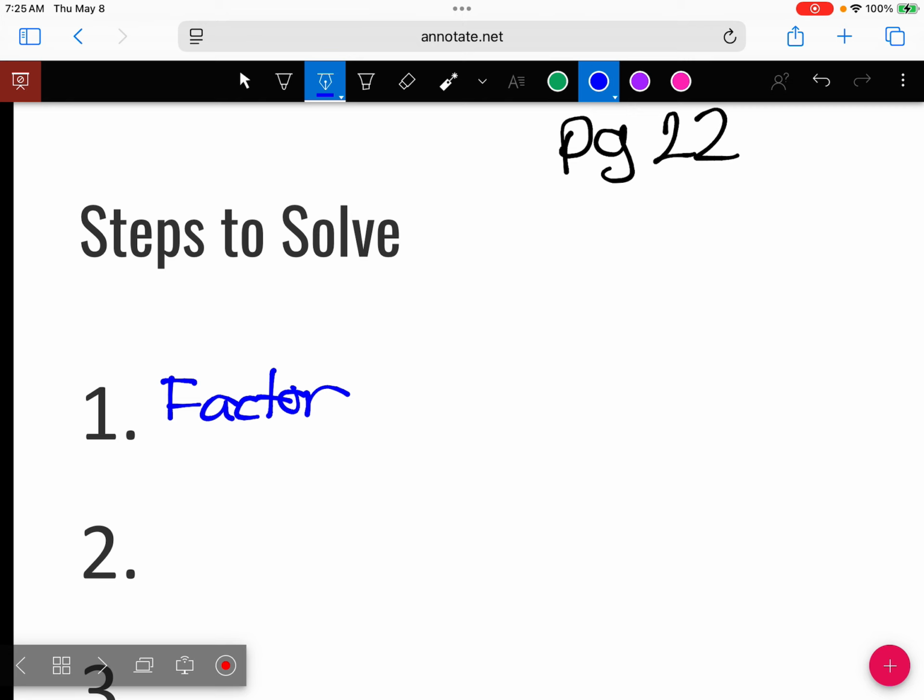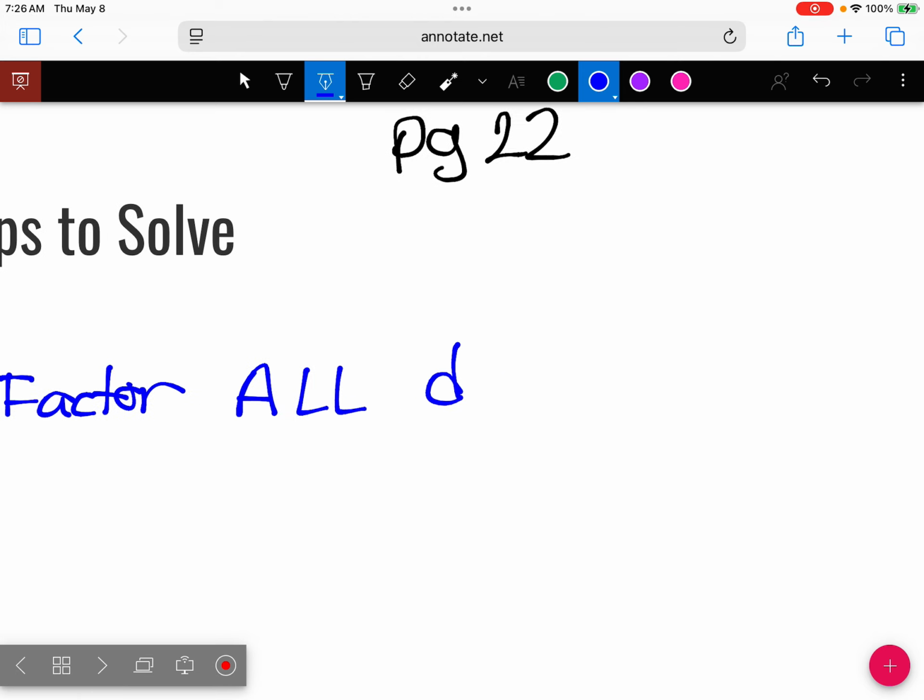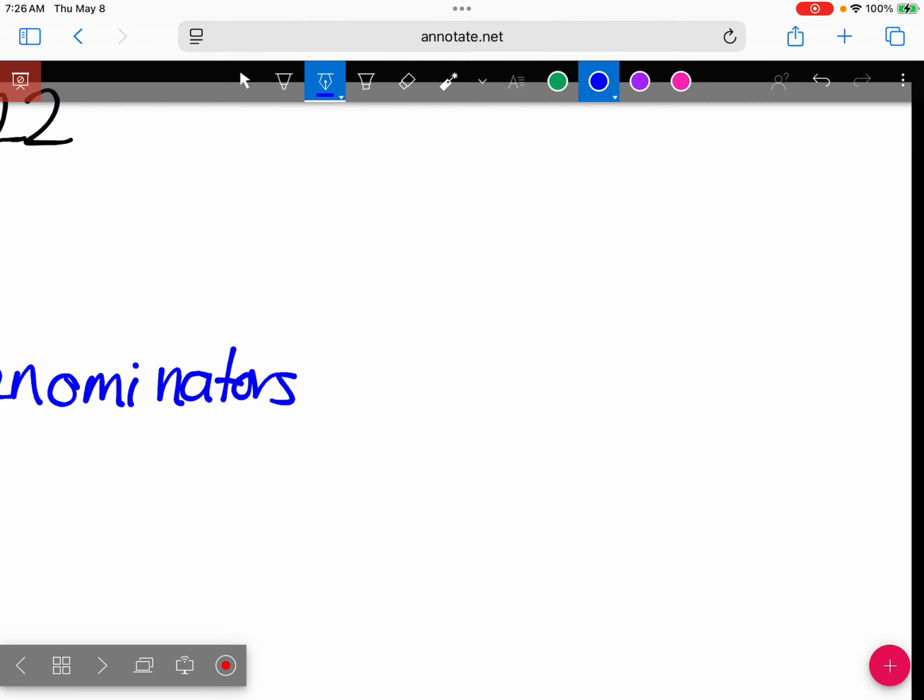There we go. So we need to factor all denominators, and we need to find our least common denominator. So we're going to factor all of our denominators and find our LCD.